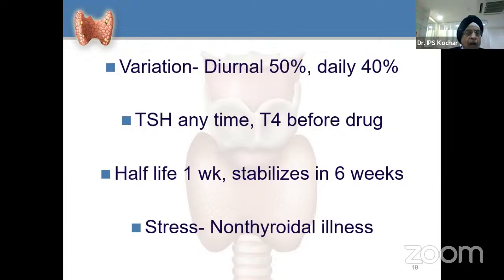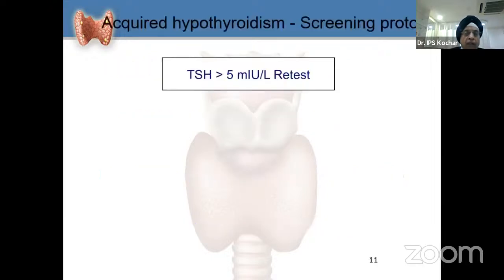Okay. So the half-life of TSH is about 1 week, and it stabilizes at 6 weeks. So if you have changed the dose of any patient, or you have added thyroxine, please do FT4 and TSH after 6 weeks, because it takes this much time to stabilize. Okay. A lot of stress can cause non-thyroid illness. Any stress, sickness, septicemia, any surgery, you can have non-thyroid illness.